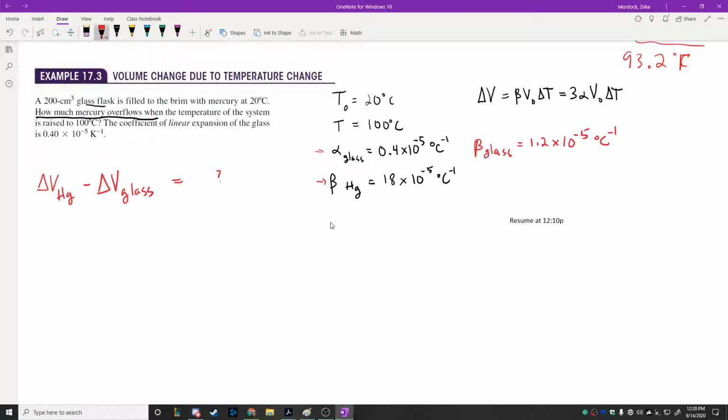So delta V mercury, we just plug in beta for mercury times the initial volume, which will be the same for both of them, times delta T, which is also the same for both of them, so I'll just call it delta T, minus beta for glass times V naught delta T. We pull those out, so you're basically just doing beta of the mercury minus beta for the glass, multiplied by the initial volume times delta T. Does this look right to you guys, or did I make a mistake?